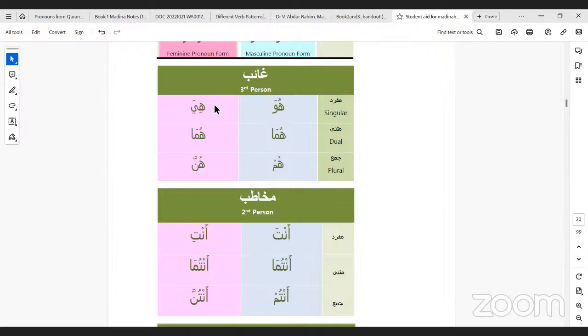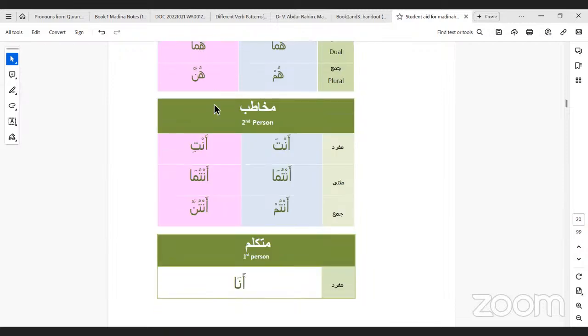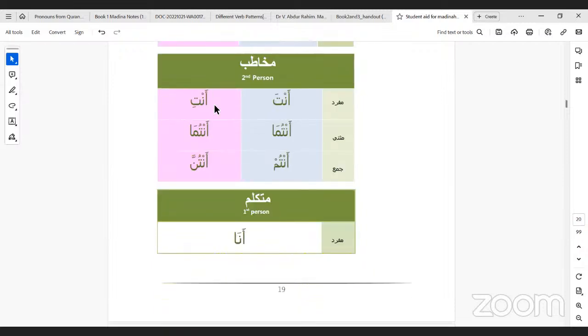For the second person, mufrad is anta for male, anti for female. Muthanna is dual, which is antuma for both male and female. For plural, antum is for male, antunna is for female.